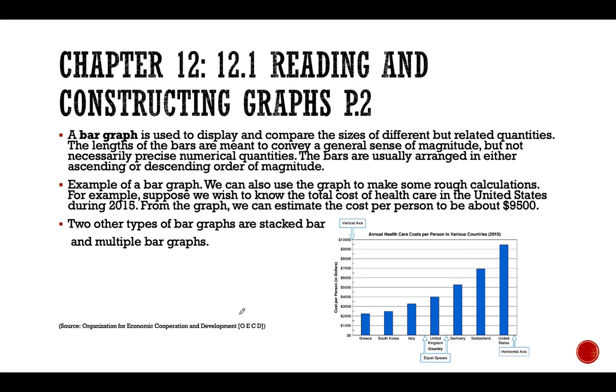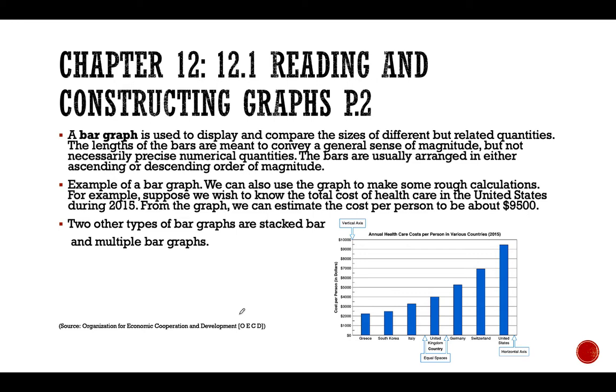The first type of graph we're going to talk about is a bar graph. A bar graph is used to compare the sizes of different but related quantities. You can look at the lengths of the bars to get a general sense of magnitude, but you can't necessarily get an exact number from a bar graph.